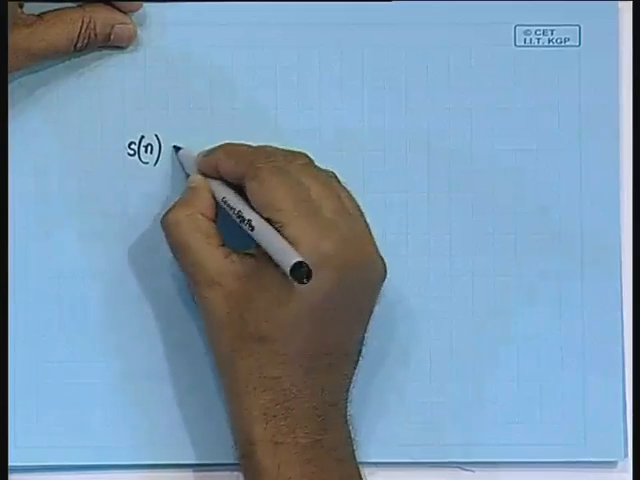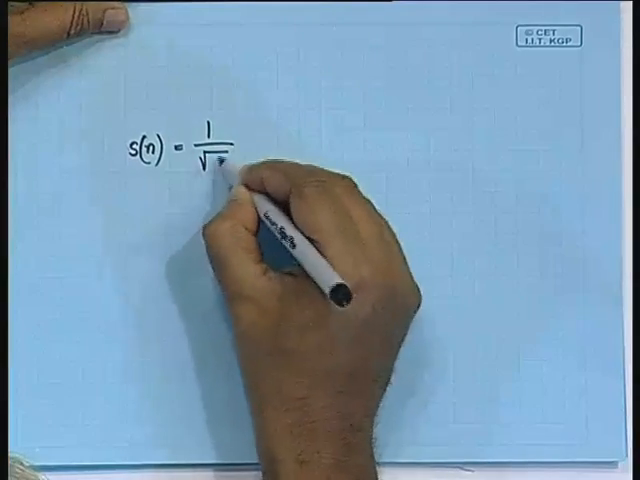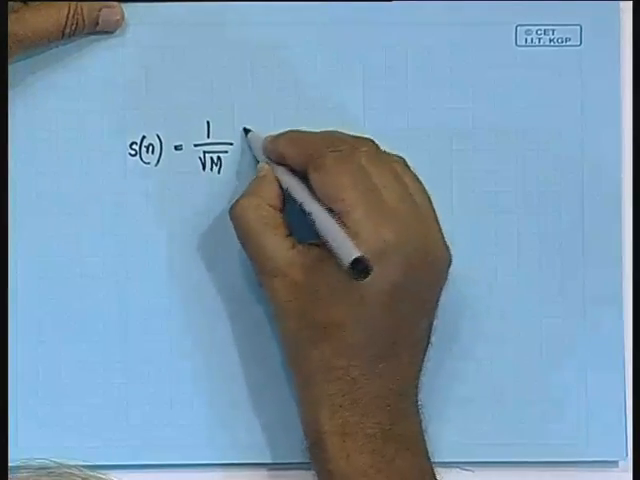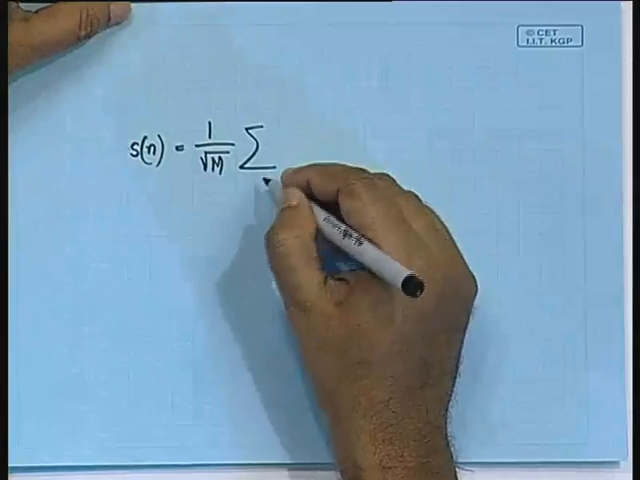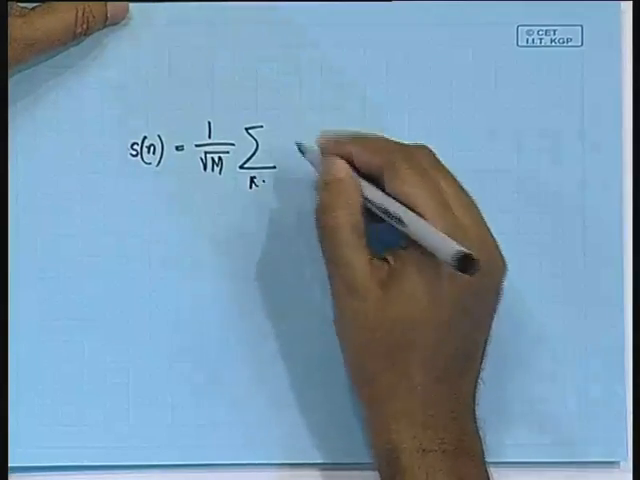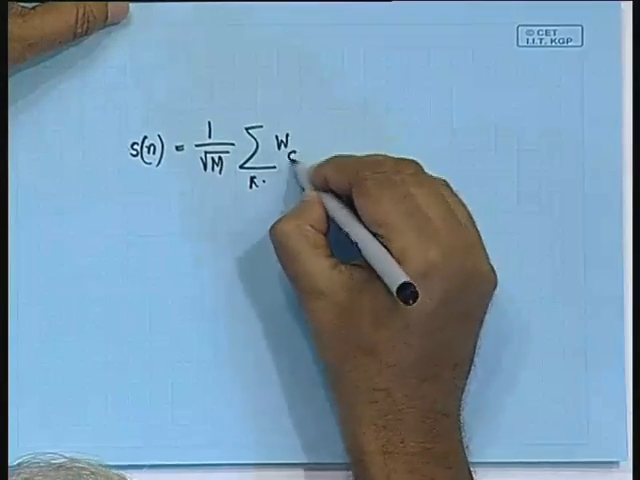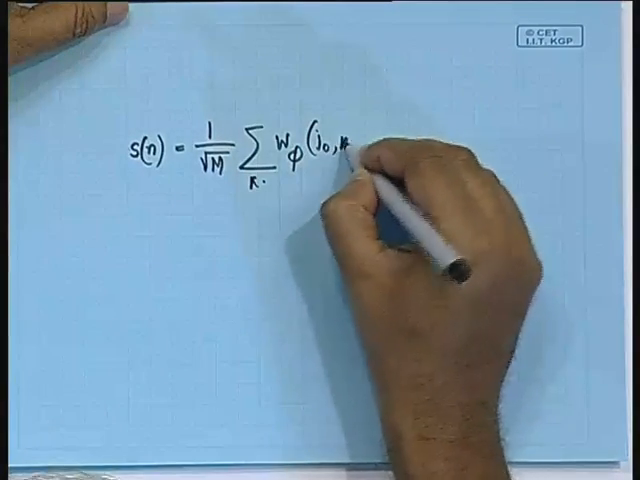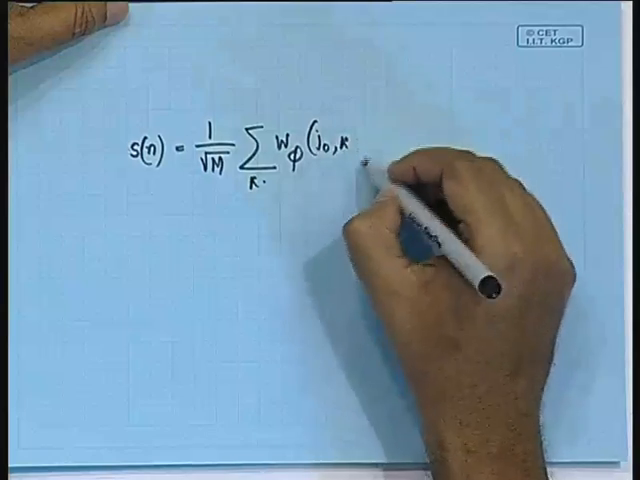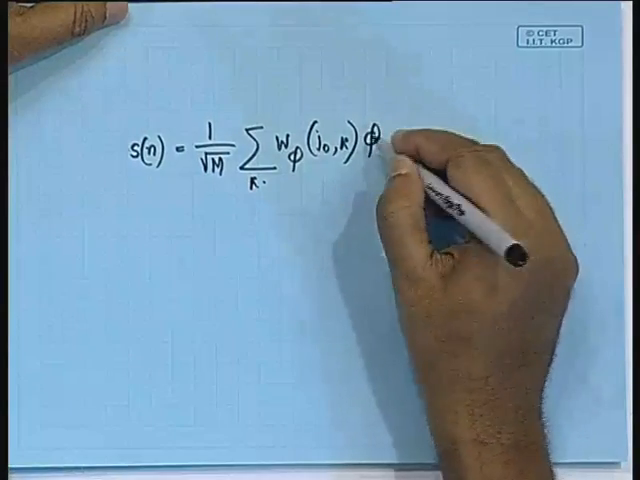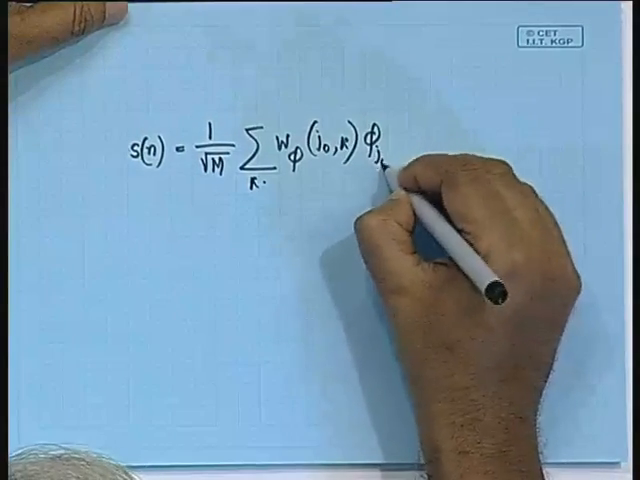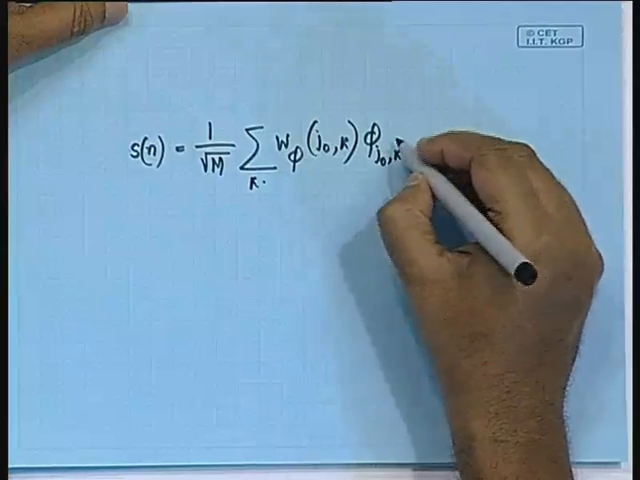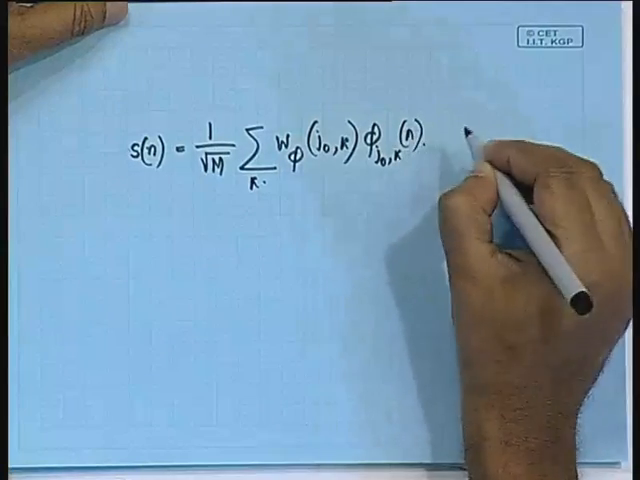So, what we obtain is this. S of n can be expressed as 1 by root over M summation over k W phi j 0 comma k into phi of j 0 comma k n.